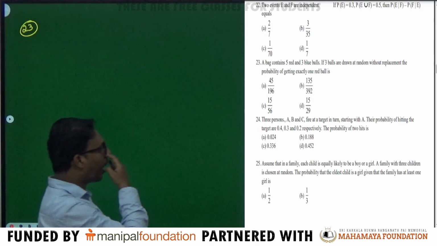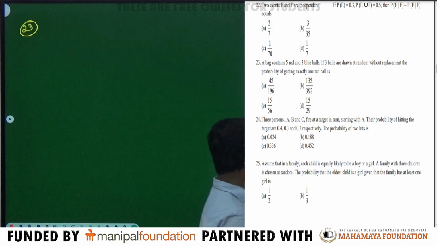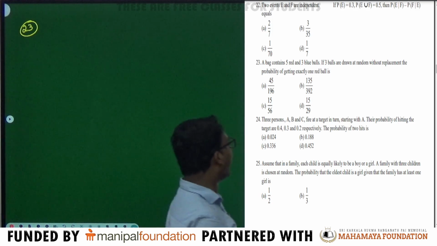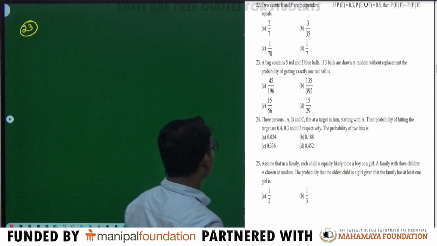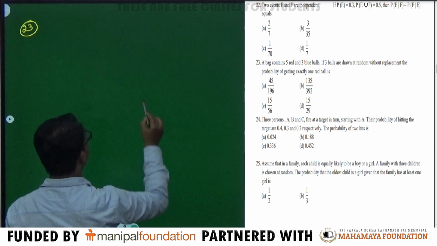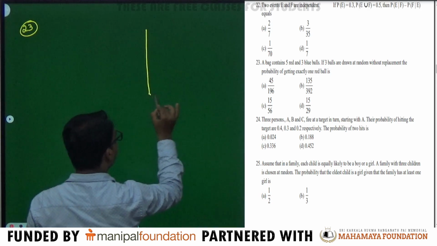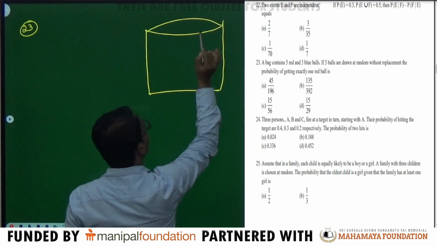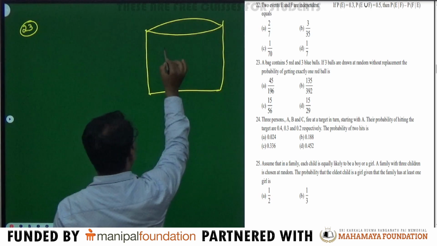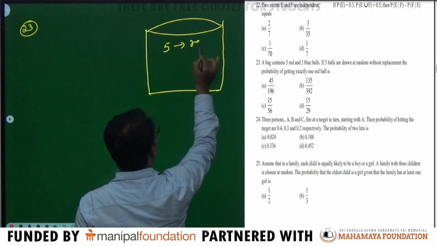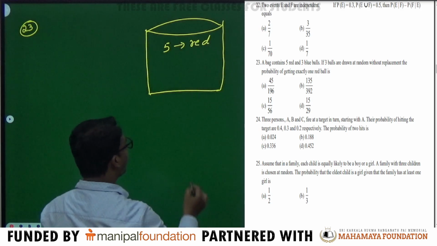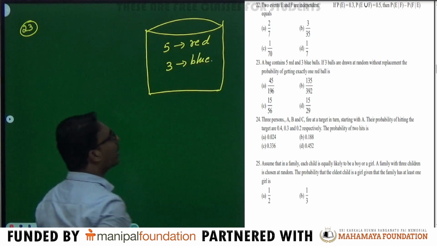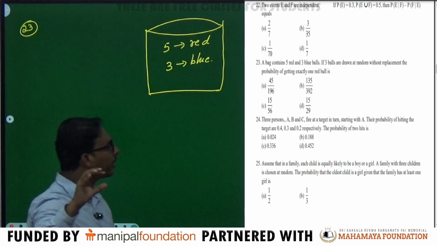A bag contains 5 red and 3 blue balls. If 3 balls are drawn at random without replacement, the probability of getting exactly 1 red ball is. So there is a bag. In that bag they have given 5 red balls and 3 blue balls. And from this bag we are selecting 3 balls.